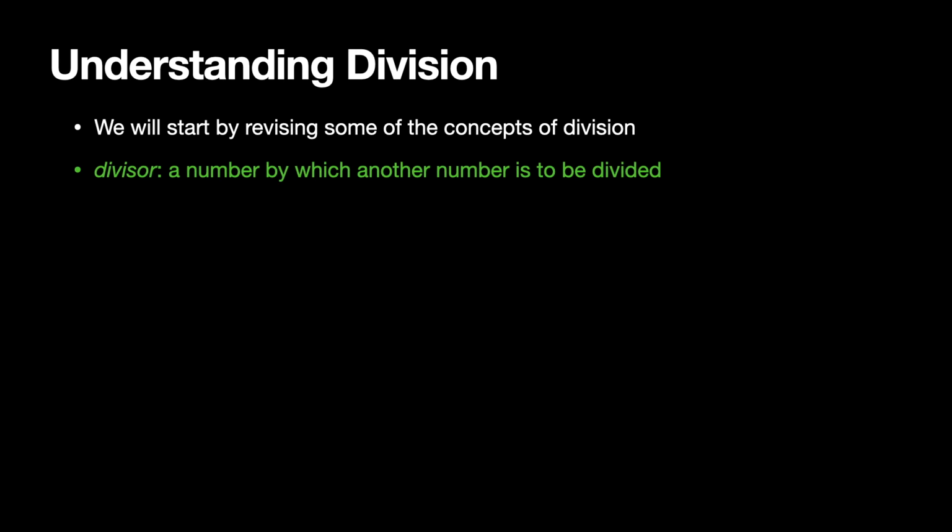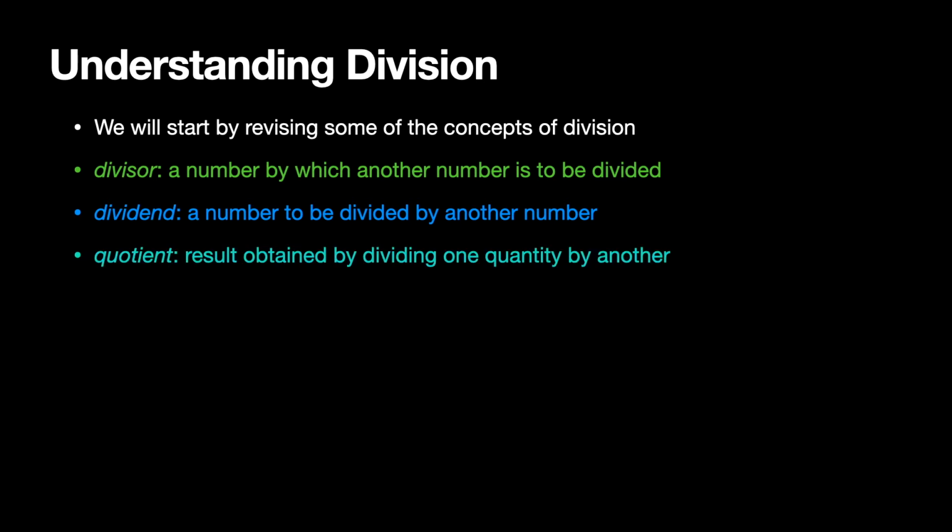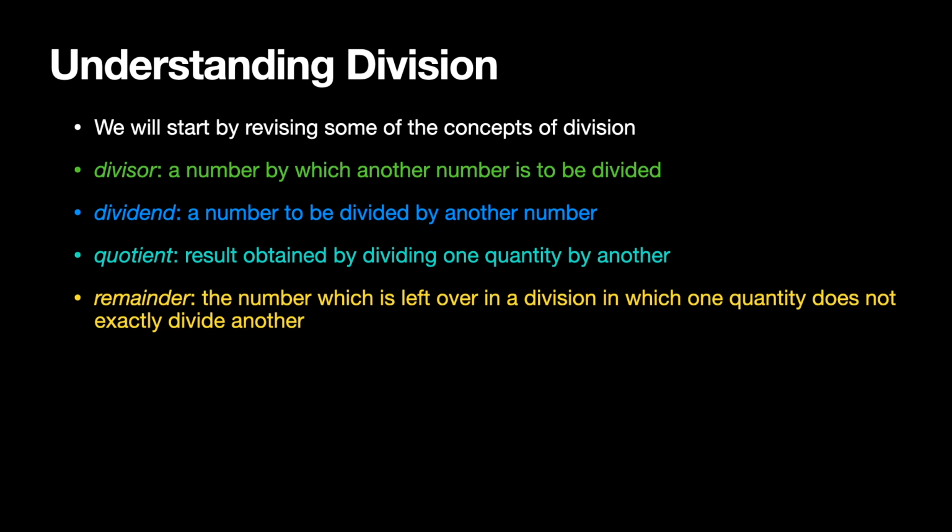So, divisor. It is a number by which another number is to be divided. Dividend is a number to be divided by another number. Quotient is the result obtained by dividing one quantity by another. Remainder is the number which is left over in a division in which one quantity does not exactly divide another.